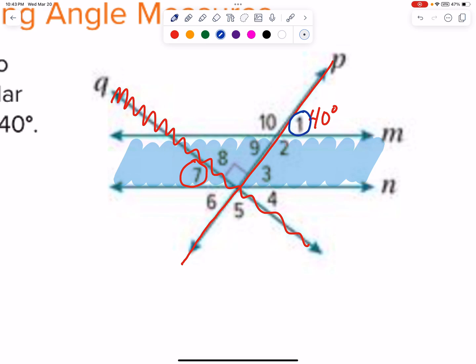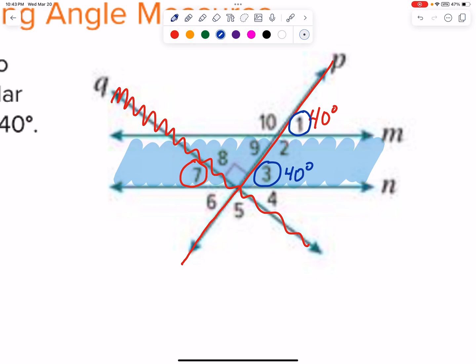So let's start looking at like alternate exterior and things like that. We can look at corresponding. So what would be corresponding with 1? Well, corresponding with 1 would be 3. So I could sort of use that information to help me, okay? Because I know this is in the same position, so that's 40 degrees. Remember, what's cool is there's lots of ways to get to the solution, okay? This is just one of the ways. Your brain might be thinking something different.